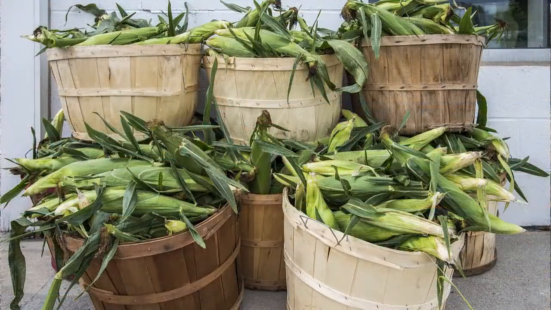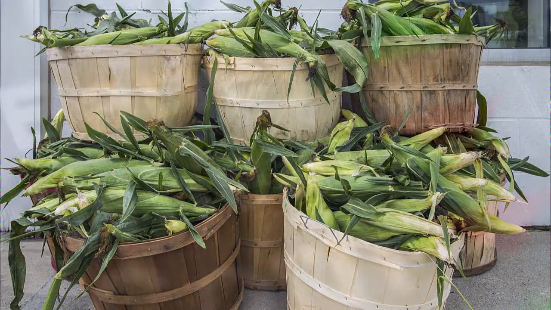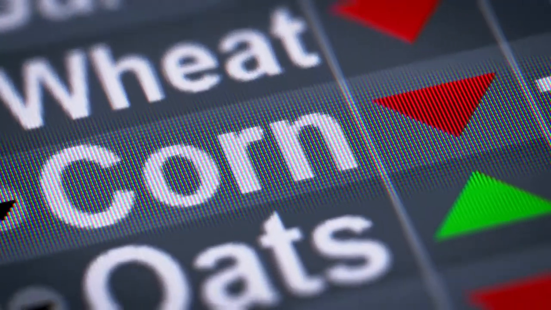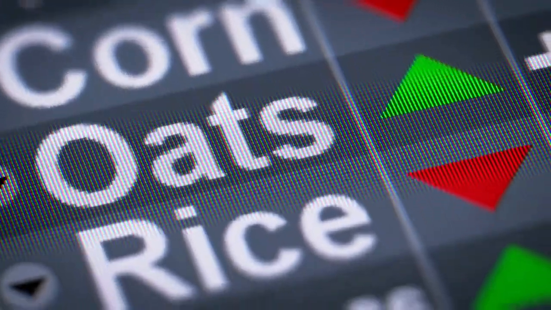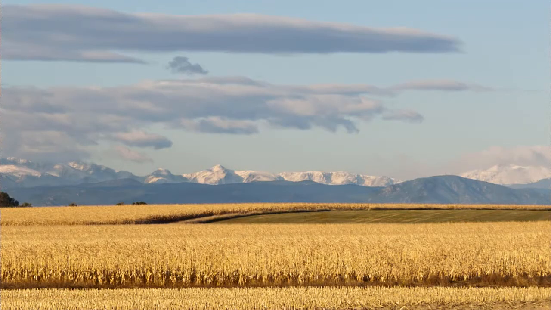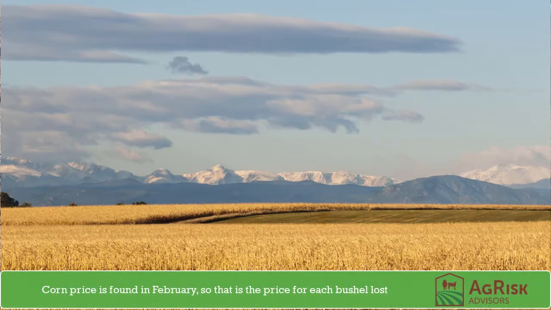Now, even though YP is only protecting you against yield loss, a value must be assigned to each bushel. As you know, prices are constantly changing based on the market. To keep the price relevant to the market, there is a discovery period to determine the price each year. By taking the average of the daily close on the Board of Trade for approximately 30 days, a projected price is established. The price of corn, for example, is discovered during the month of February. If you have a loss that year, then you will be paid the February price for each bushel lost.